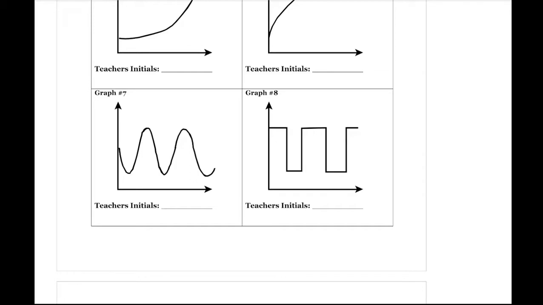Let's try to guess what would happen with graph number 8. Now, graph number 8 is interesting because we have straight lines, but they're a little bit different. We haven't really seen anything like this with straight vertical lines.